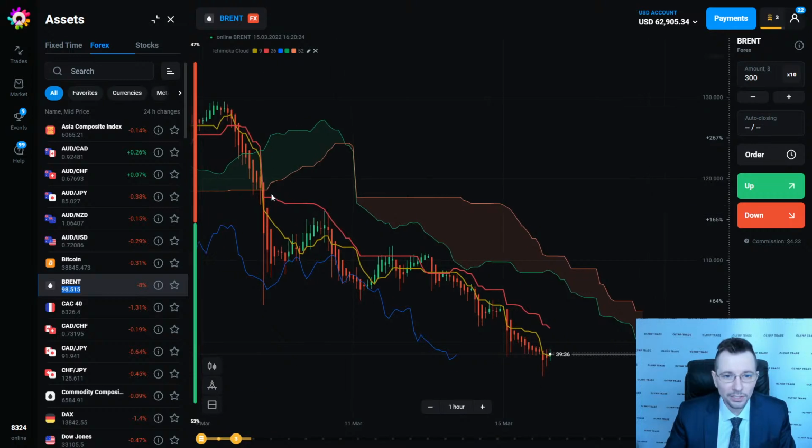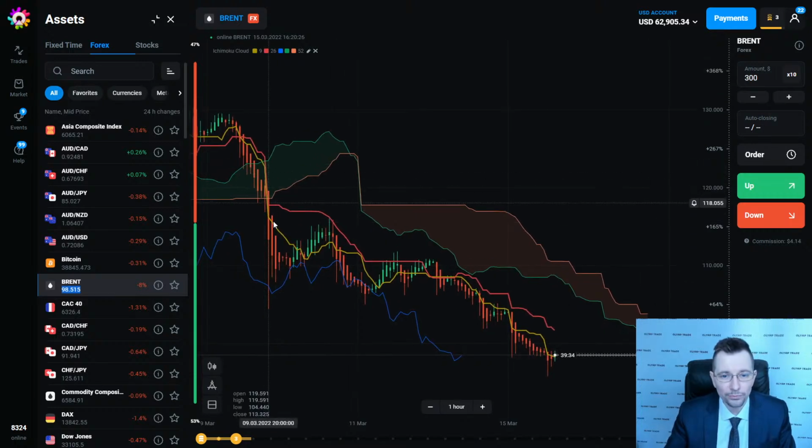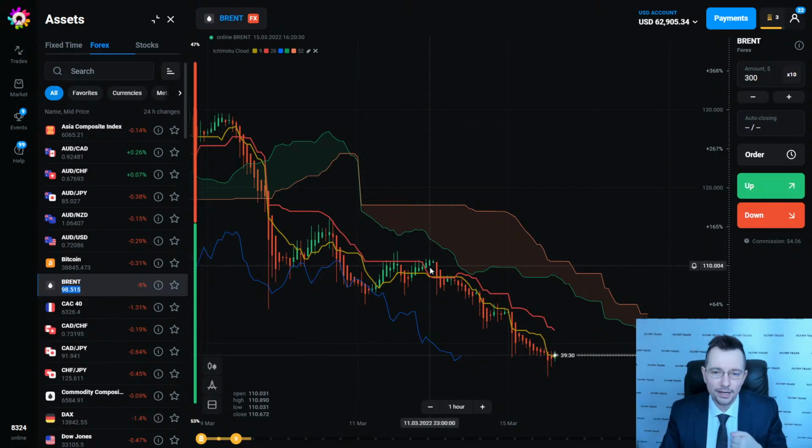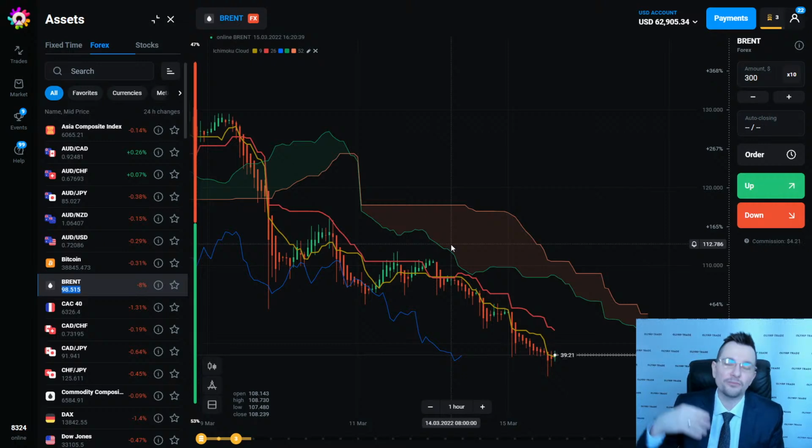Now, notice how here we had one entry signal right here, which again ended very quickly, but still would have been profitable for you. And then another entry signal was right here. And this time, the Ichimoku Cloud confirmed that trade signal. So this is, I guess, the fourth layer, or maybe the first one, whichever you want to consider.